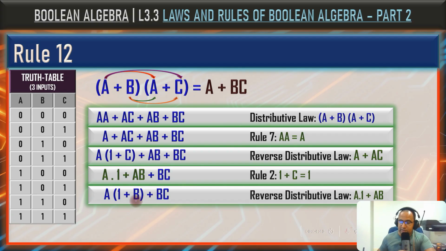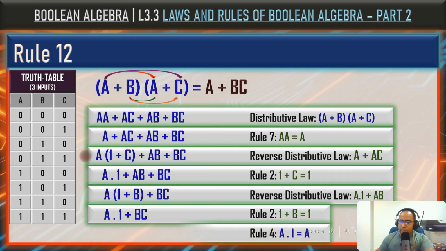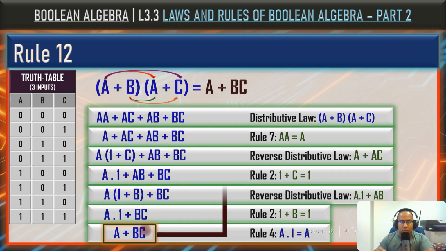Again, notice that inside the parentheses we have a variable added to 1. So only to this part of the expression we can apply rule 2 again. Now the expression becomes A times 1 plus B times C. And then applying rule 4, we can simplify this 1. Now the expression becomes A plus B times C. So using only Boolean laws and rules, we have proven this equivalence, confirming rule 12.